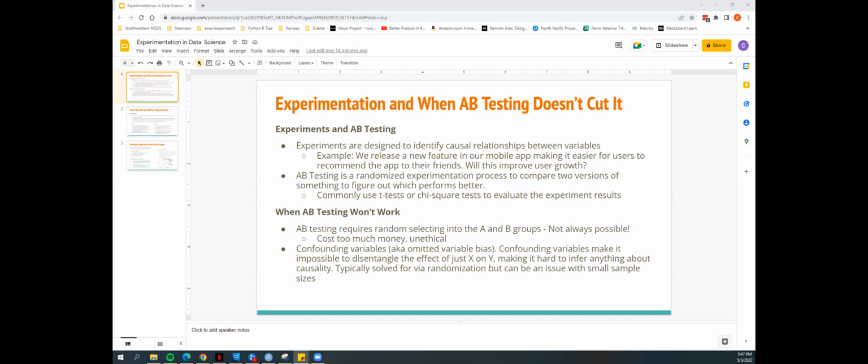My goal is not to teach anything about causal inference techniques or how to run an experiment. That's not possible in 5 minutes, but I just want to try and demonstrate why I think you all should care about learning about this outside of the program. So experimentation and A/B testing, we've all probably heard about A/B testing. A/B testing is a randomized experimentation process to compare two versions of something to figure out which one performs better. Typically, we'll use a t-test or chi-square test to evaluate the results.